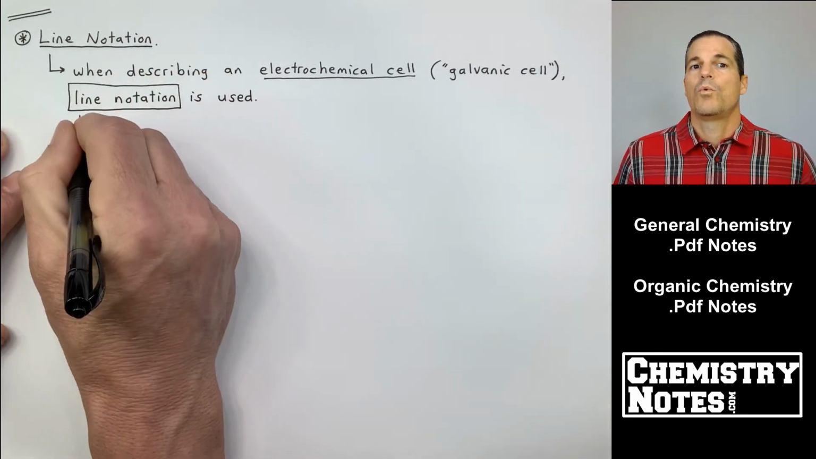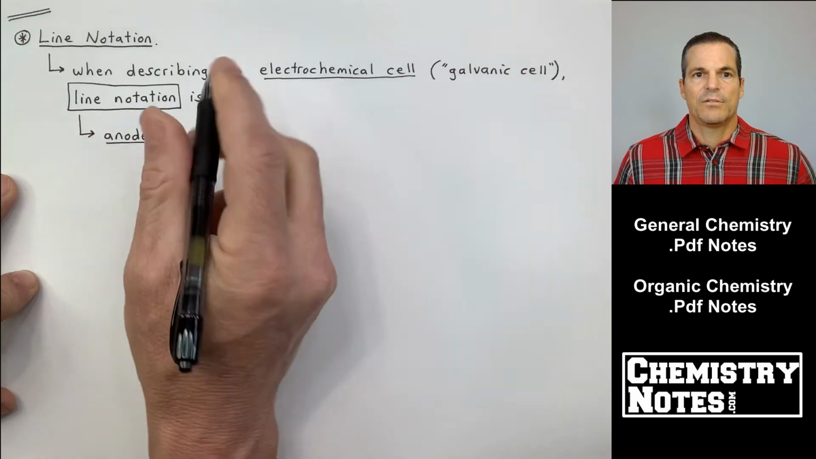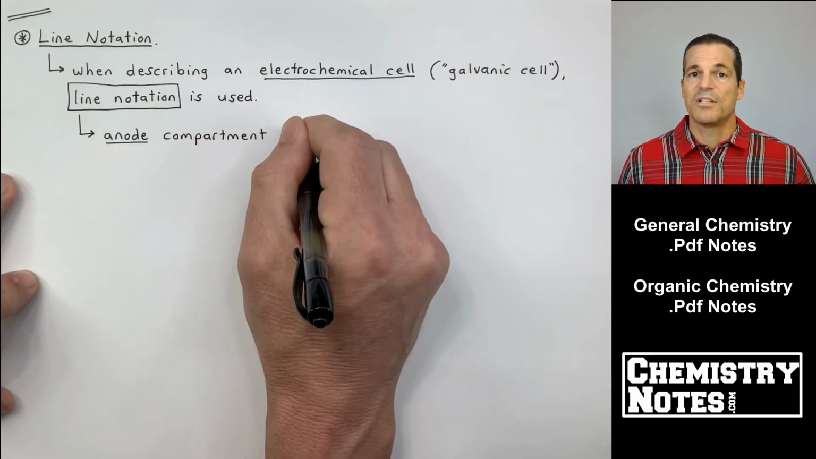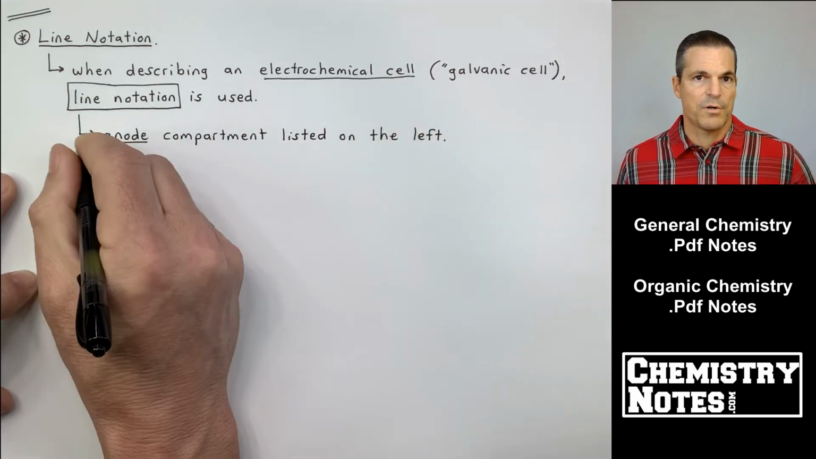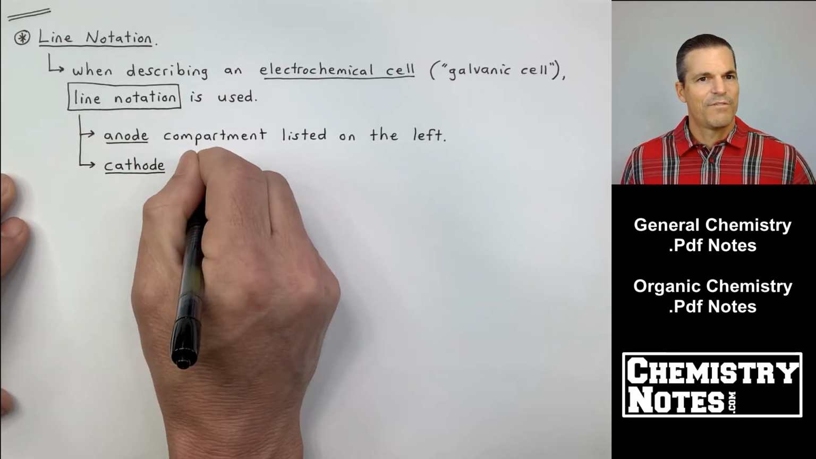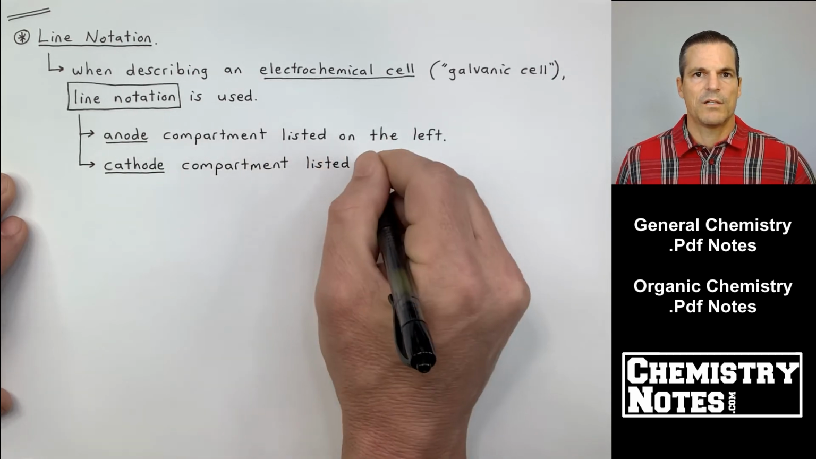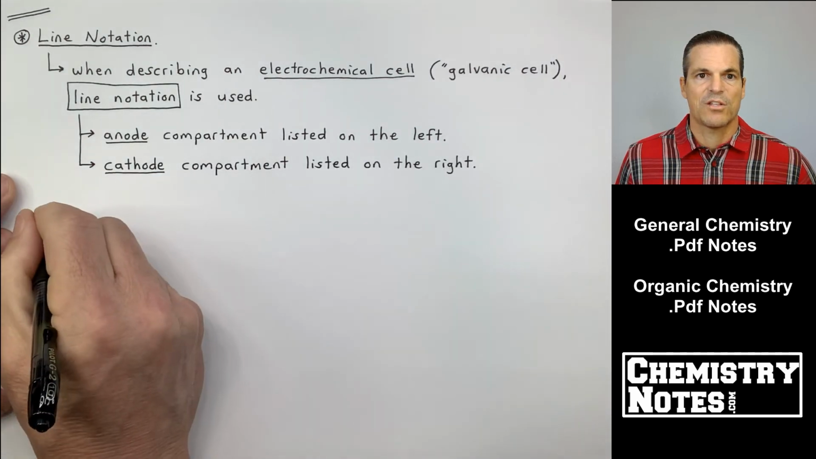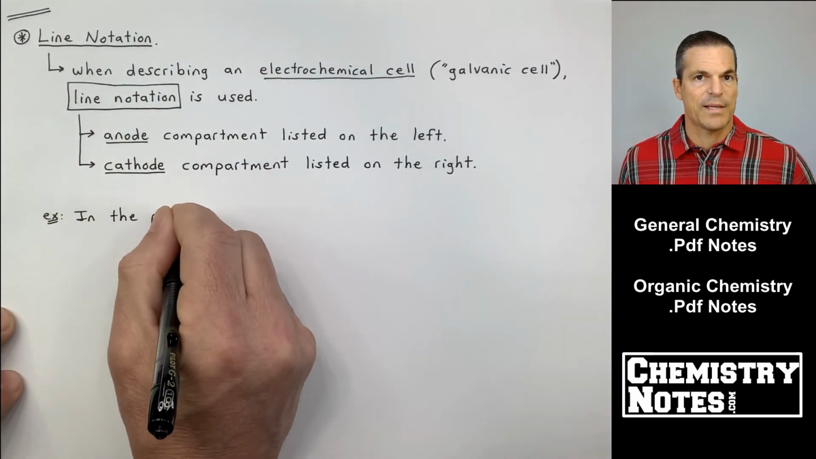Line notation. When describing an electrochemical cell, in other words, a galvanic cell, line notation can be used. I still like sketching out the galvanic cell. I'm a visual person. I like the way things look. But line notation is also fairly visual. So I put a box around line notation. Let's read those 2 bullet points. The anode compartment is listed on the left, cathode compartment listed on the right. Sounds familiar, right? That's how my galvanic cell is set up.